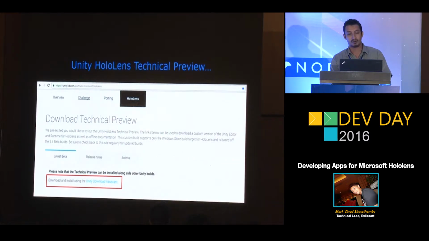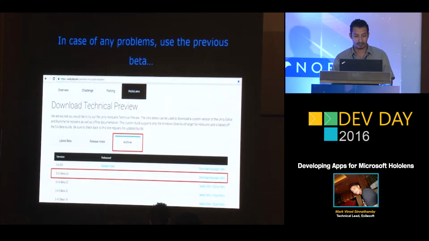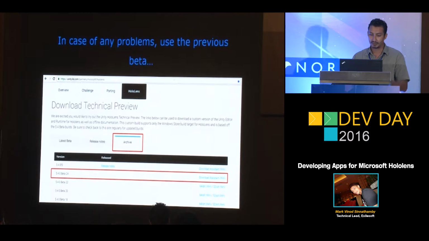So when you're downloading the Unity HoloLens technical preview, you may run into two types of issues. One is you may run into a problem where the setup file does not download properly. The second type of problem is once you download it and you run it, it may not install correctly. So no need to panic in this case. All you need to do is just go to the tab that says Archive and just download a previous beta of Unity HoloLens Technical Preview. It will be known as Unity HTP. And you can continue with the previous beta of the software as well.